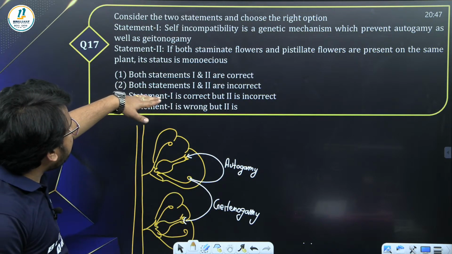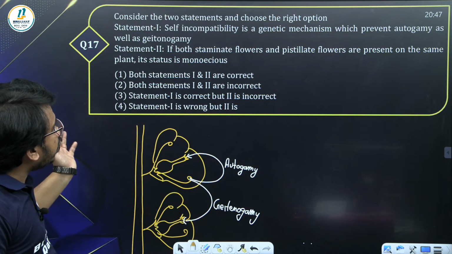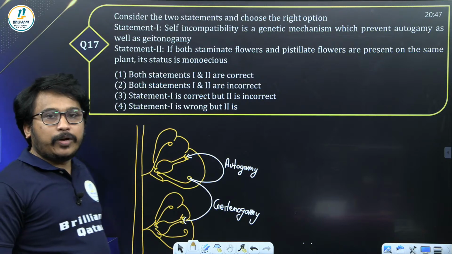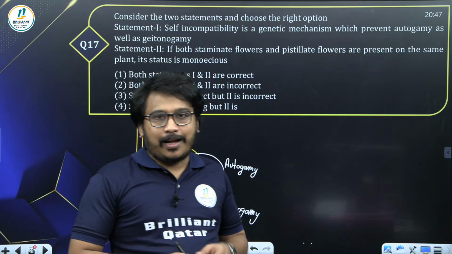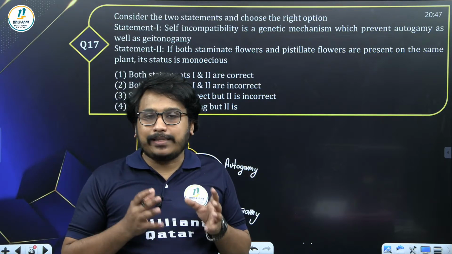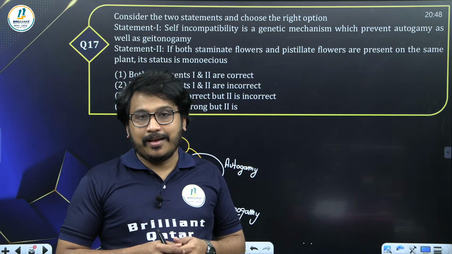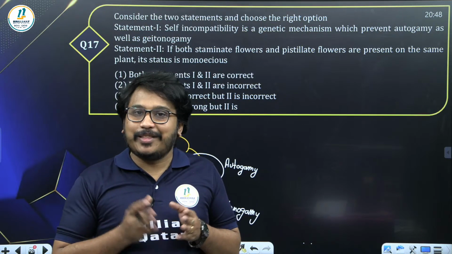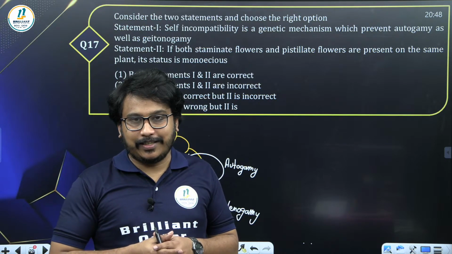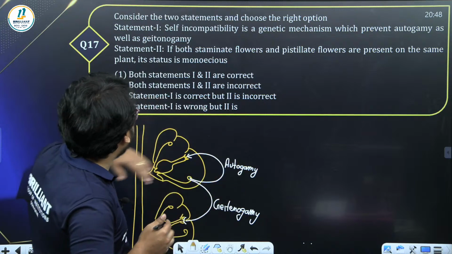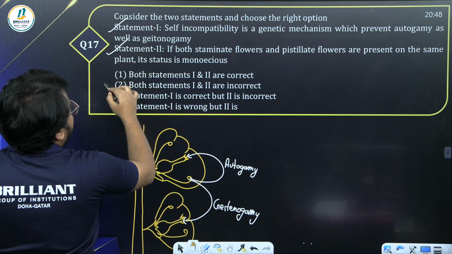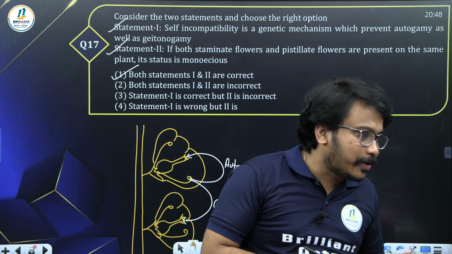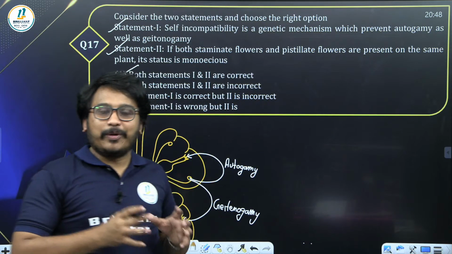Now, if both staminate flowers and pistillate flowers are present on the same plant, the status is monoecious. Monoecious means bisexual. Understand, if a plant has bisexual flowers, then it is monoecious. And if a plant has unisexual flowers of both kinds on the same plant, then also it is monoecious. So that is also correct. Both the statements are correct, both 1 and 2. You can see it is a correct statement. Okay, Reem already answered. Hope you got it.